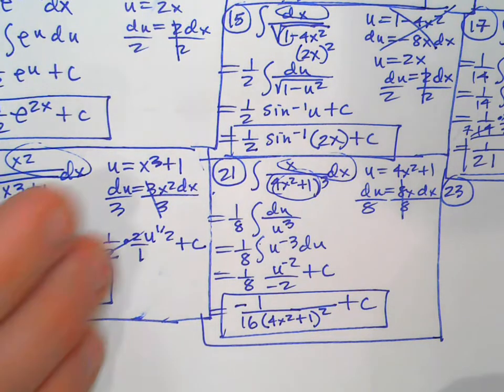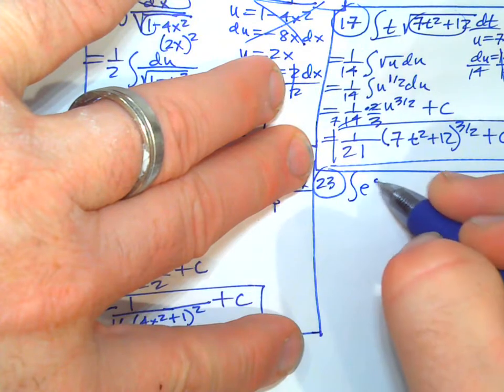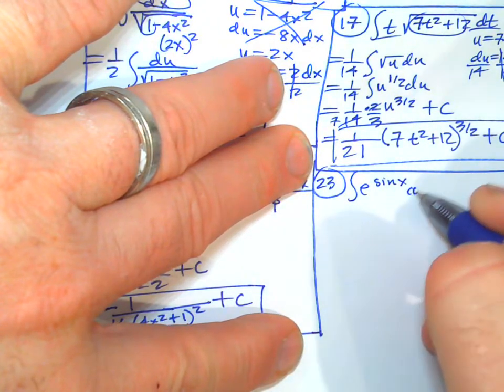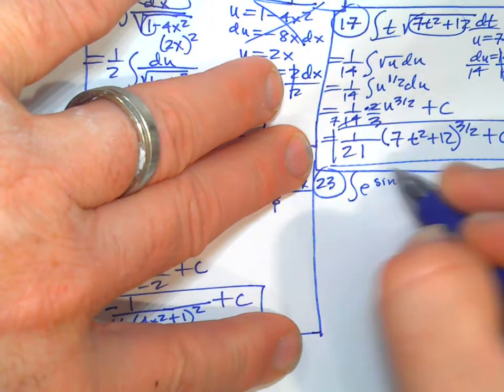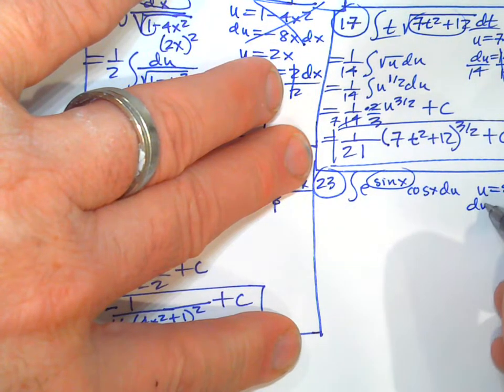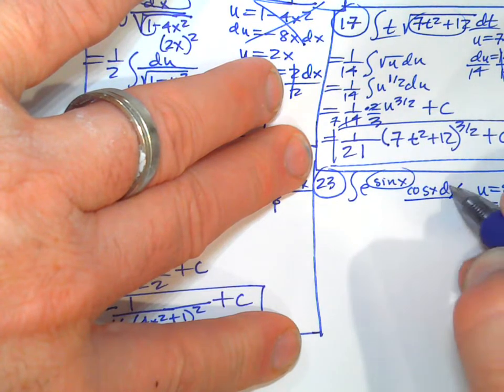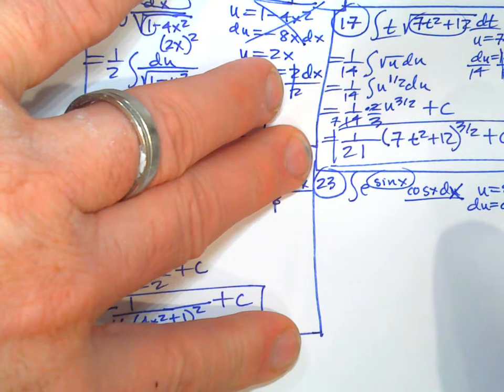Looks good. 23. e to the sine x cosine x dx. So here, pick what's inside. Hopefully the derivative of what's inside is on the outside. du equals cosine x dx. Perfect.